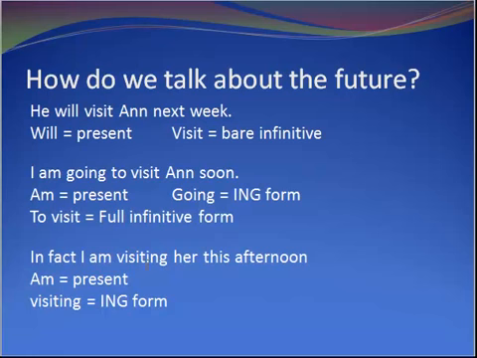And you can actually talk about the future just by using a form of to be with an ing form. So you can say, in fact, I am visiting her this afternoon. And again, am is present, visiting is an ing form. Yeah? So we see to talk about the future, we actually use a construction with several verbs where the finite verb is always present. Okay.